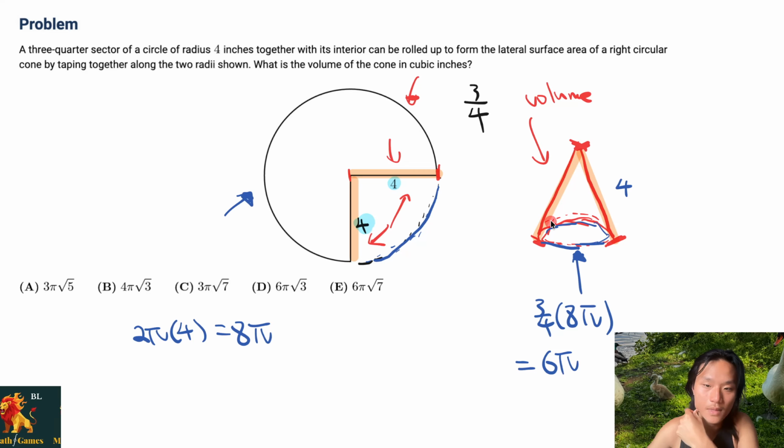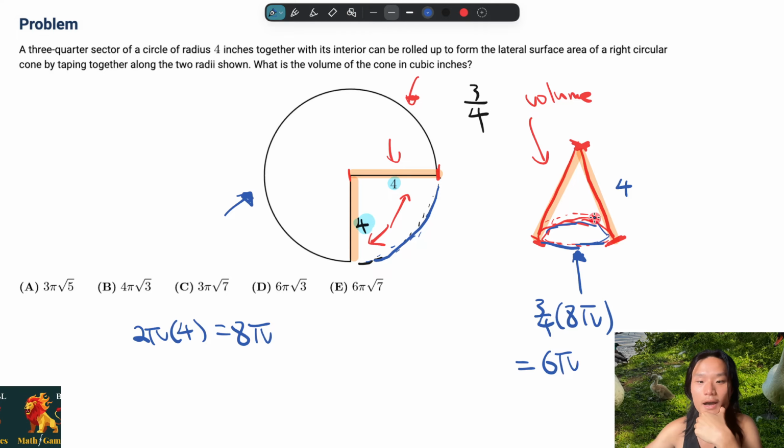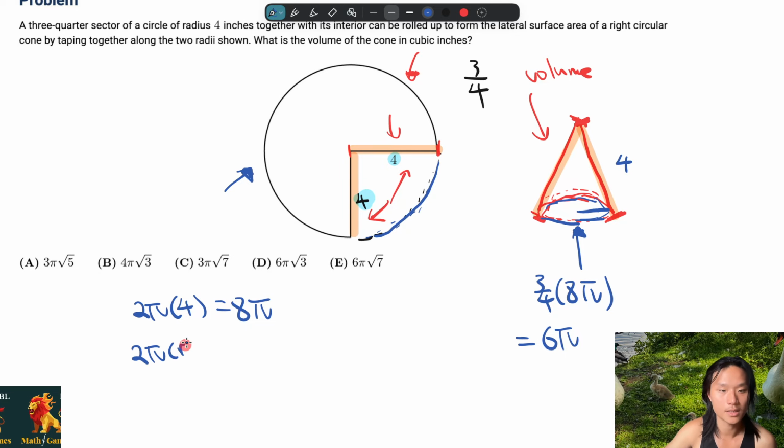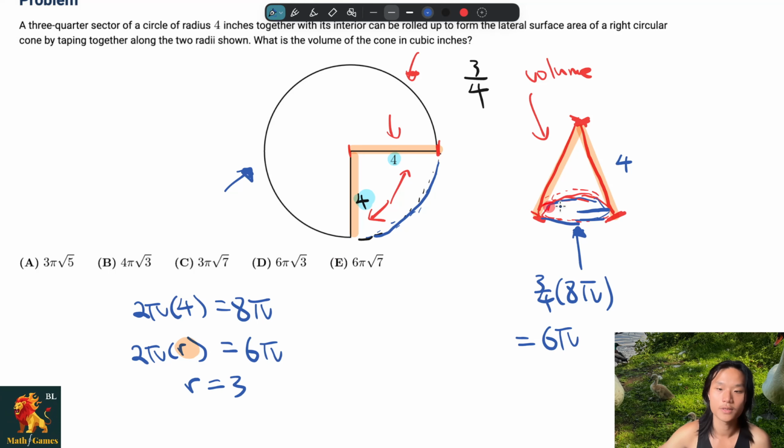And now let me think. So you know this is 6 pi, and we need to find the radius of our circular base. So here, right? Given the circumference. So if the radius is r, then we have this equation here. Okay. And then we can solve for r, giving us 3. So the circular base has radius 3.